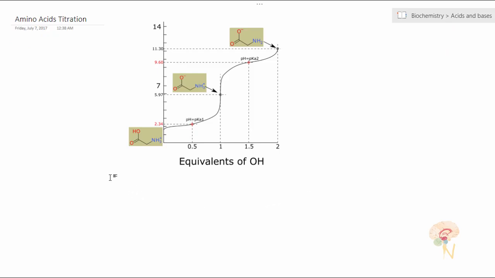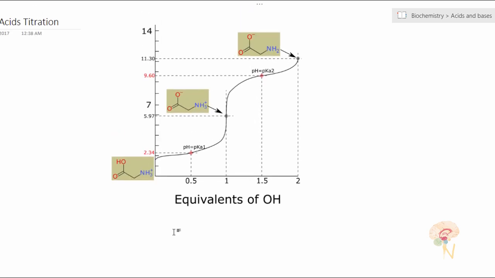I've got here the titration curve of glycine. It's a nonpolar amino acid. The titration curve is almost the same for all nonpolar amino acids like isoleucine, leucine, valine, and others. Okay, the beginning point of it.